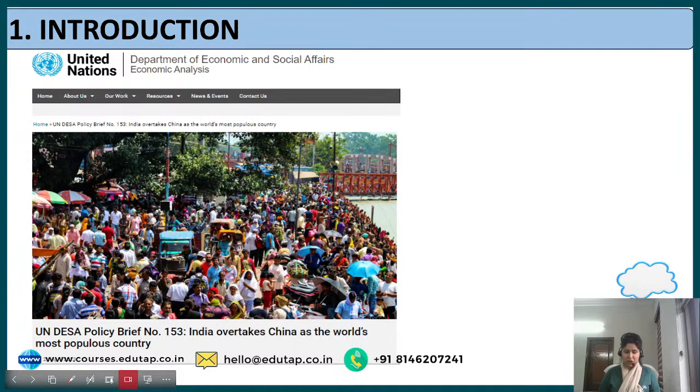So see, India has not conducted census after 2011. I'm sure that you are aware of this. Census of 2021, which was to be conducted in 2021, has been indefinitely postponed. So we have no idea how many people are residing in India, what is the population of India. Exact estimates are not available.